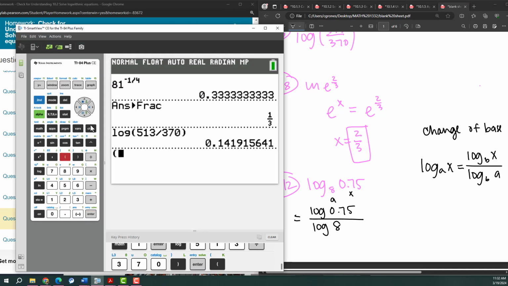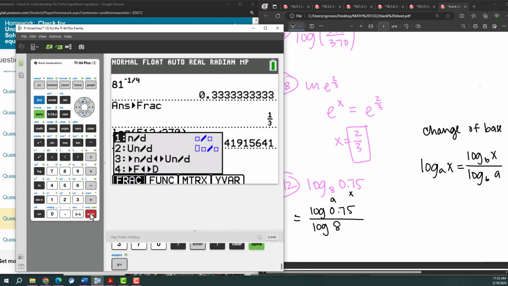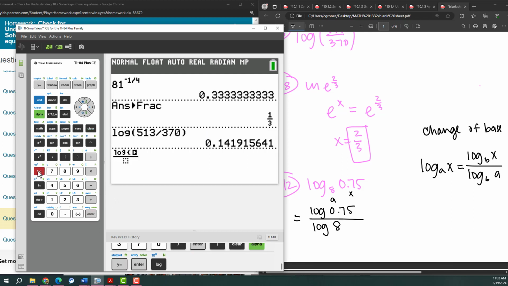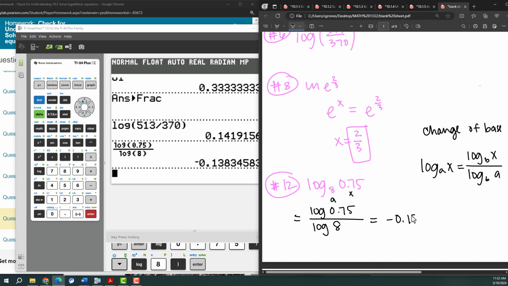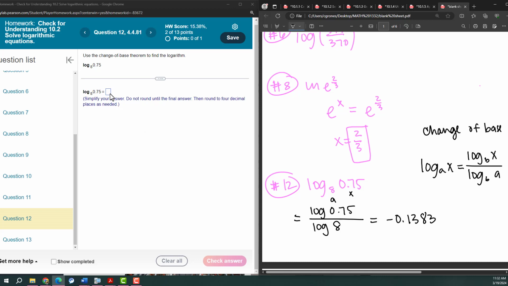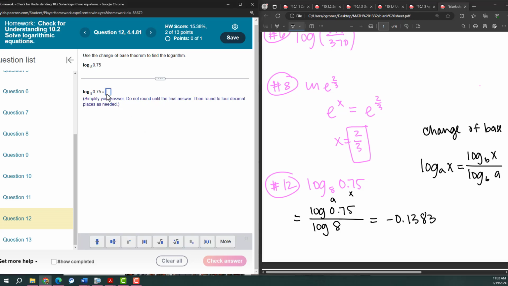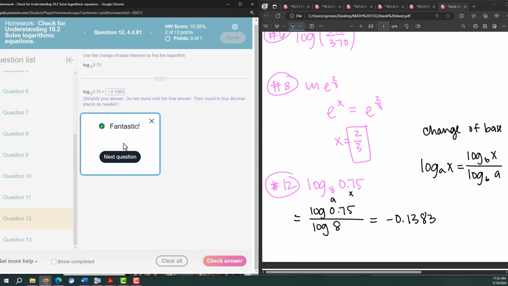All right, so I'm just actually going to create a fraction, enter. And so I've got log 0.75 divided by log of 8. And we get negative 0.1383. So negative 0.1383. All right, great.